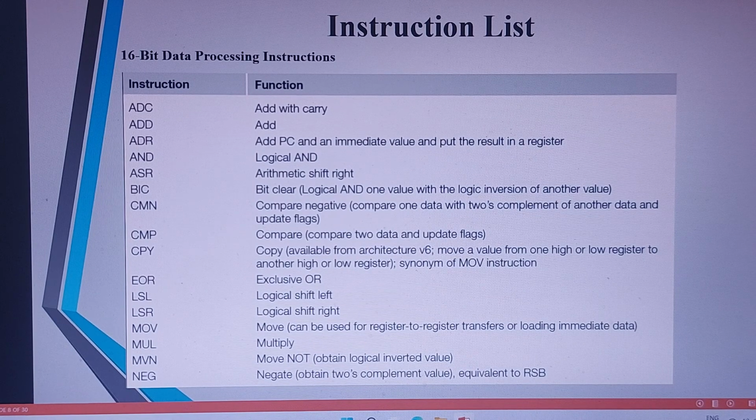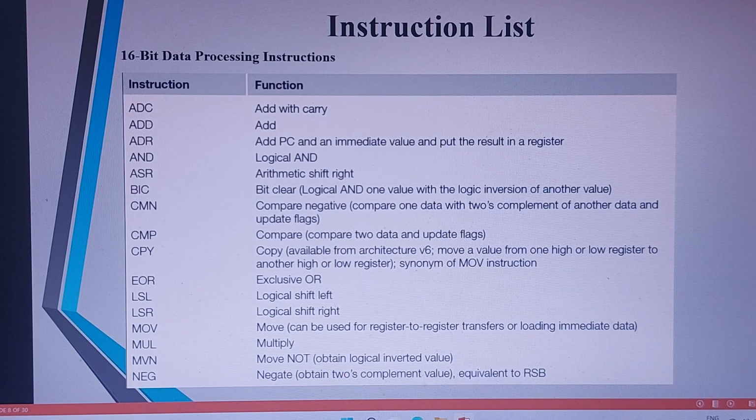However, there is another instruction, ADR. This is add PC and an immediate value and put the result in a register. So there will be one immediate value which will be added to PC and then that result value will be put in a register. Then we have a logical AND which performs an AND operation. So whenever two 16-bit streams are given, an AND operation is performed and the result will be stored in the destination register.